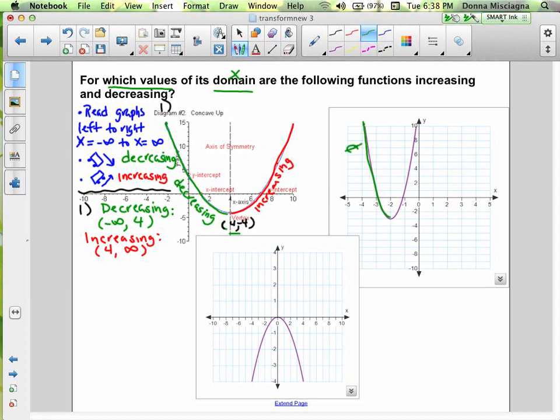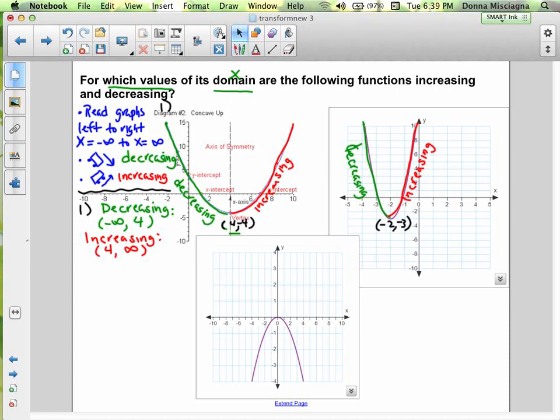Oops, I was trying to write sideways. It's not that easy. There we go. And then at the vertex, so the vertex is located at -2, -3. At the vertex, it switches to increasing. All right, so we want to identify, this is graph number 2. For graph number 2, where's the graph increasing and where's the graph decreasing?